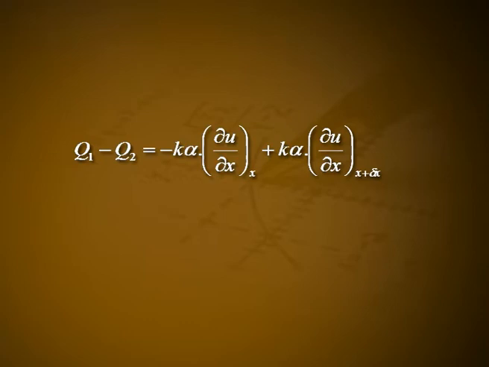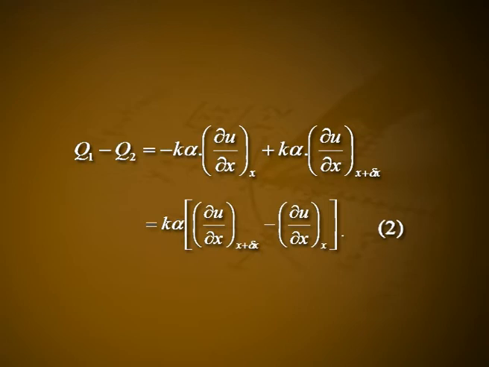Hence, the amount of heat retained by the rod with thickness delta x is Q1 minus Q2 is equal to minus K alpha into dou U by dou x at x plus K alpha into dou U by dou x at x plus delta x. That is equal to K alpha into dou U by dou x at x plus delta x minus dou U by dou x at x. Let it be equation number 2.